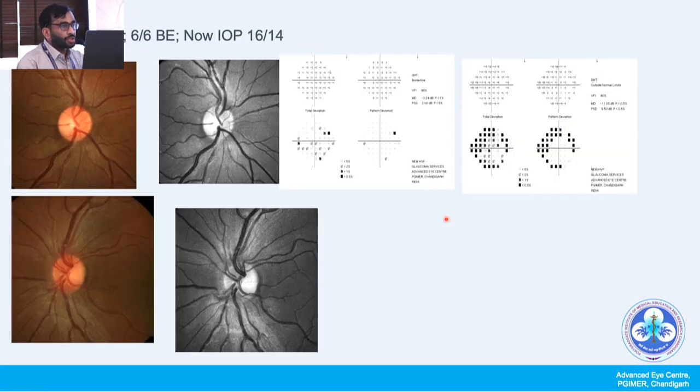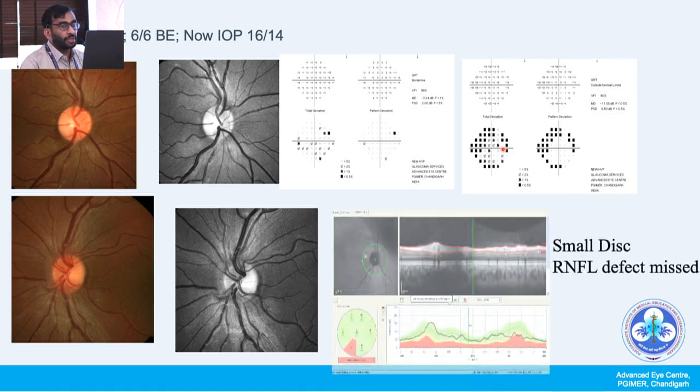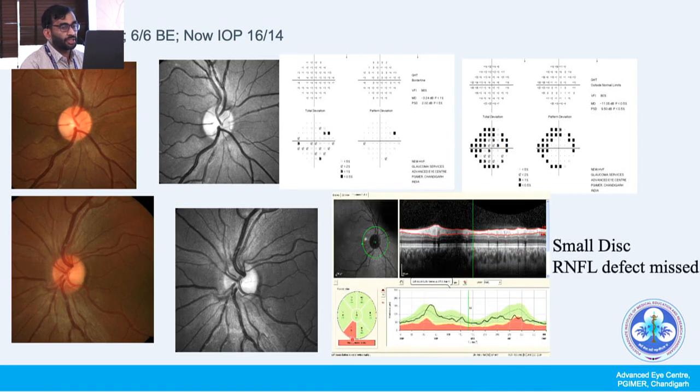And this is all steroid responder. This looks normal, more of a small crowded disc, but the OCT in the right eye shows some changes. The RNFL defect was also missed, and the OCT in the Spectralis picked up the lesion. There is small thinning in the right eye.